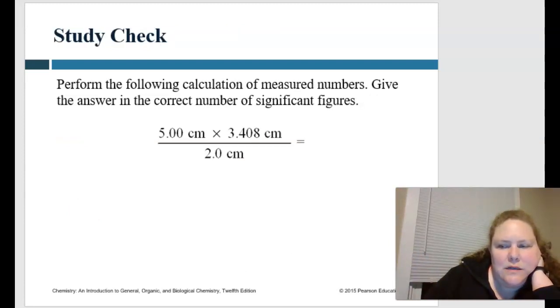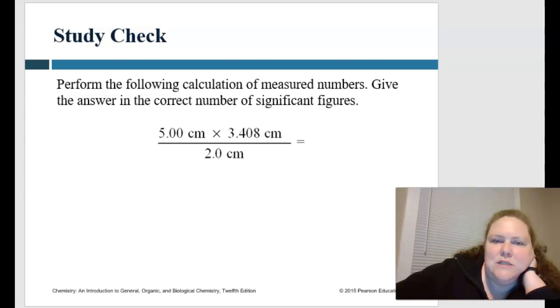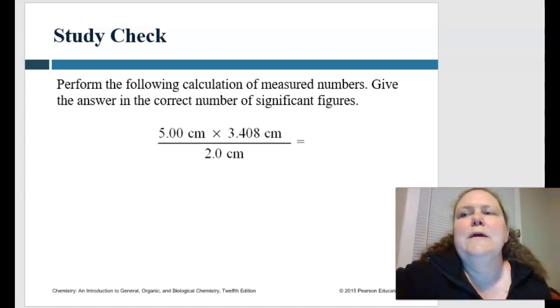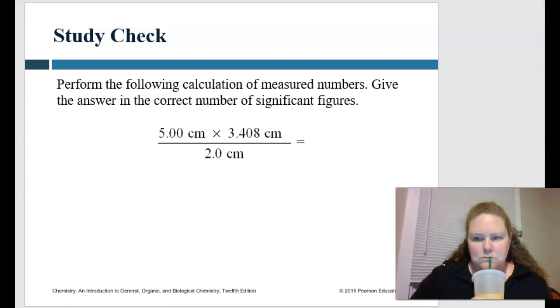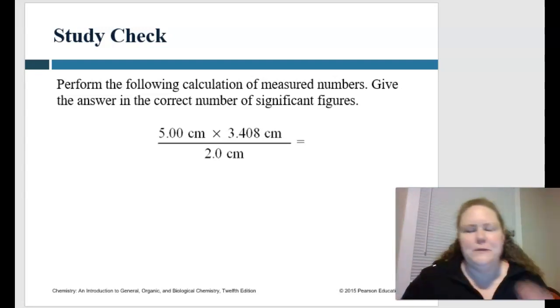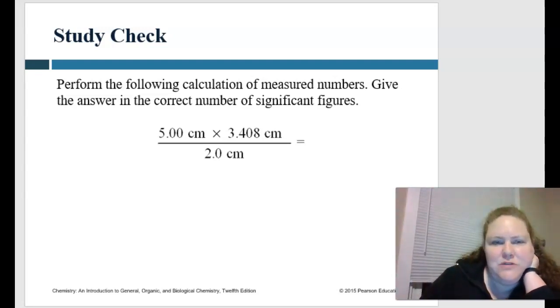So here is another example for you to do. Perform the following calculation of the measured numbers, giving the answer in the correct number of sig figs. Okay, so work on this one for a second. I guess you could pause me too, instead of watching me drink my orange juice.